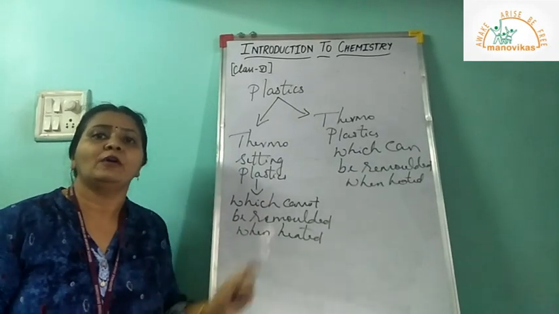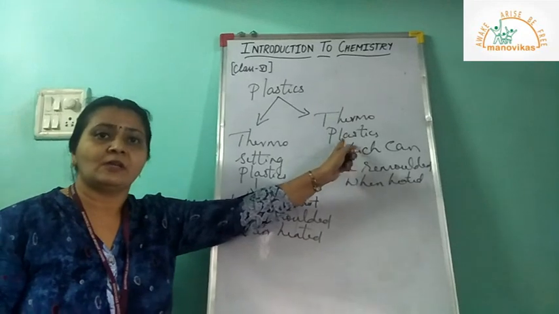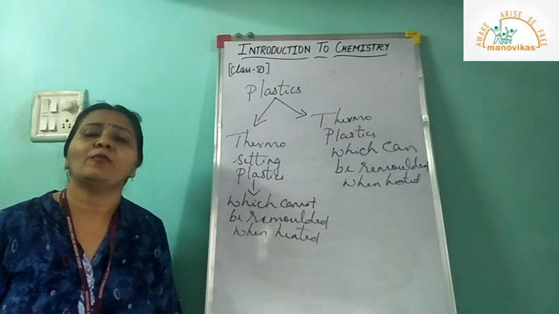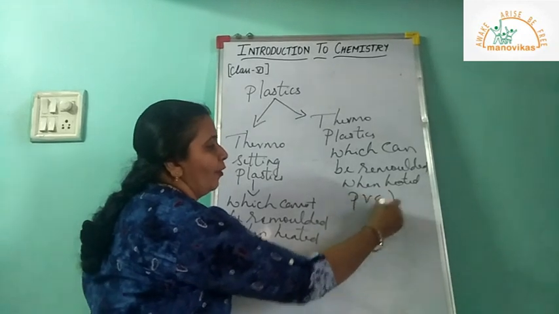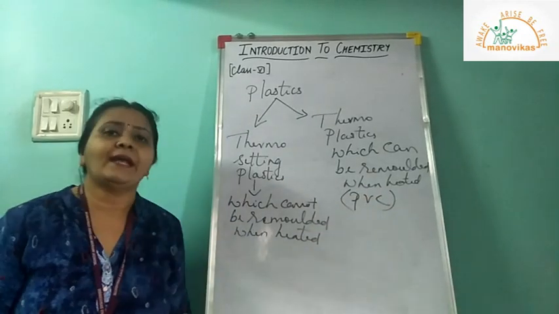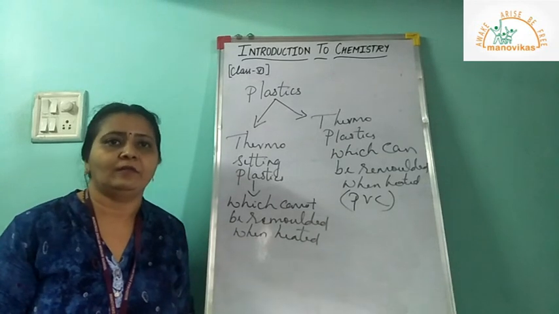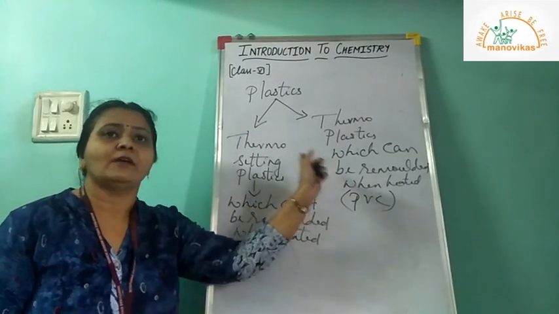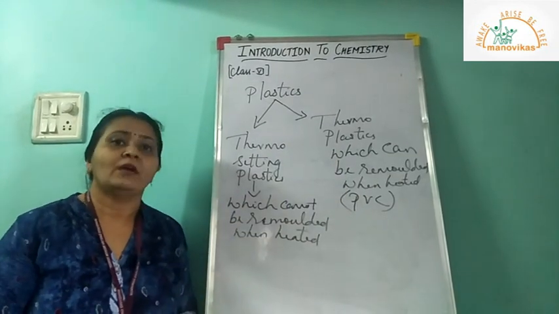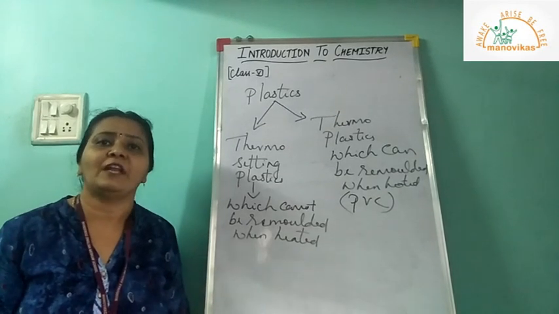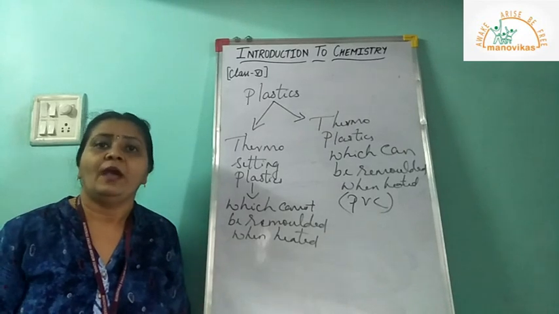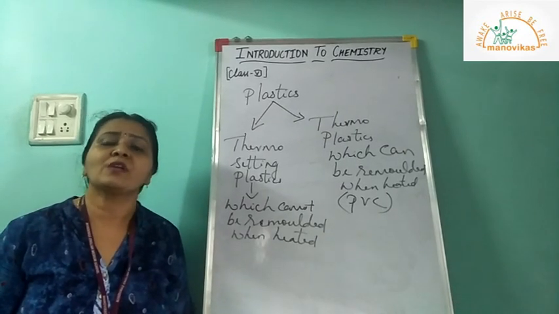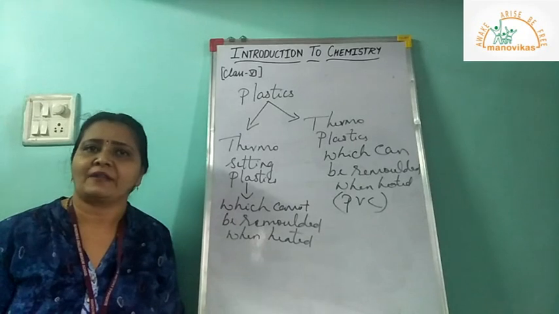Example for thermoplastics, that is PVC, polyvinyl chloride. So PVC means polyvinyl chloride, or another example is polyethylene. This plastic is mainly used in making cables of telephone and cables of television wires, and it is also used in making plastic bags.